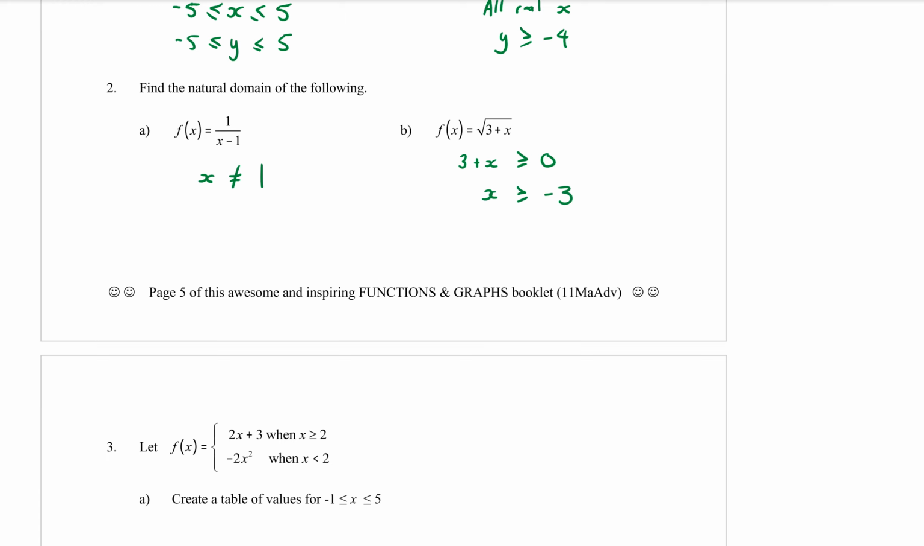Okay, so they're the two types, really, that you're going to have. The fraction, where you're looking out for that denominator, and the square root, where whatever's underneath has to be larger than or equal to 0. Can it be -4? No. Because that makes it 0. 3 minus 3 is 0, and the square root of 0 is still 0. It just can't be negative. 0 is okay, but it can't be negative.